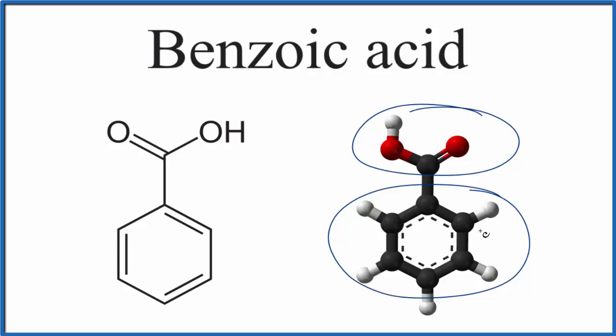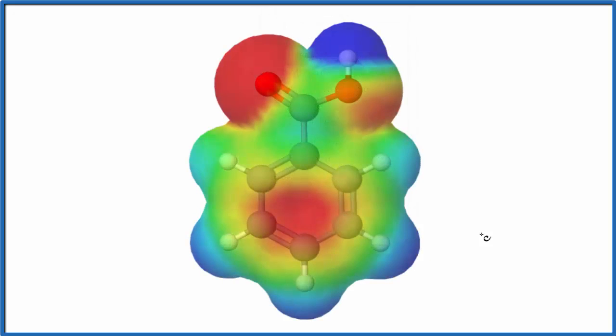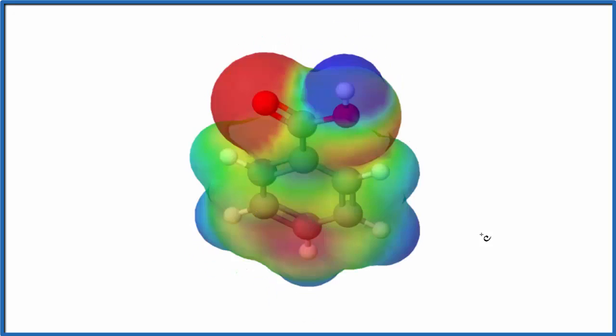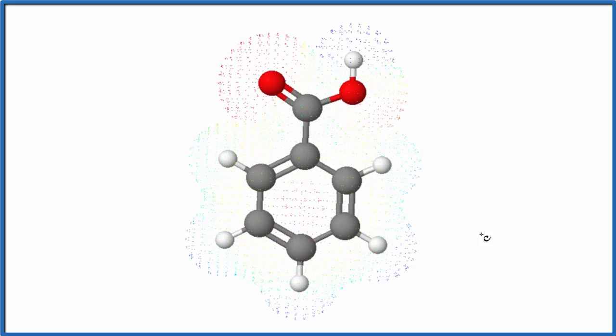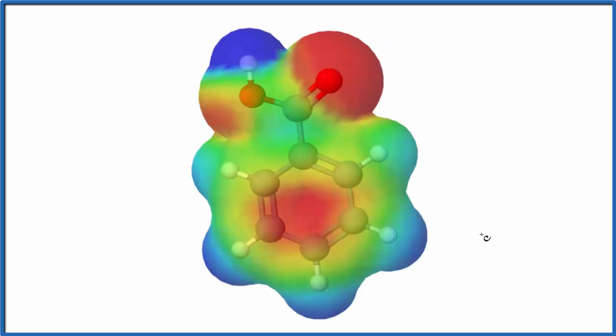Let's take a look at this in 3 dimensions and look at the surface of the molecule. So here's the benzoic acid molecule, and up here we have our reds, our oxygens, and then we have our carbons and hydrogens. Take a look at the surface of the molecule. So the red is more negative, the blue is more positive. So we have a little bit of red and blue up here, but most of it is kind of this green color. And that green color, that's nonpolar.